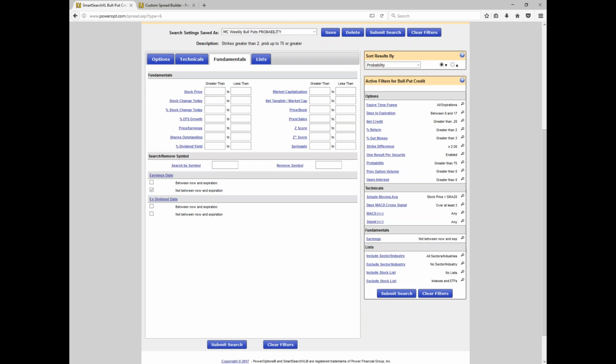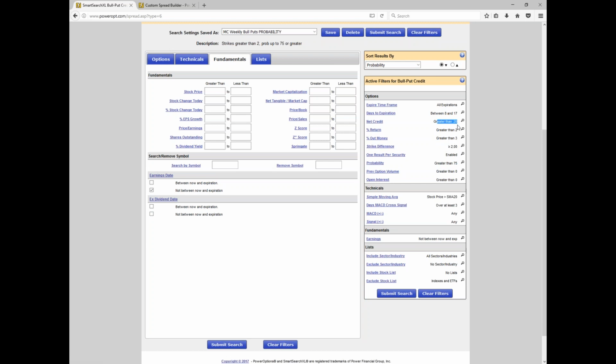No earnings. And the spread structure is also going to be the same if I'm considering it as a parity trade to my bull put. I'm going to look for that 75% probability above. I'm going to look for a strike difference of greater than or equal to 2. And I am going to look for a range out of the money of greater than 3%.